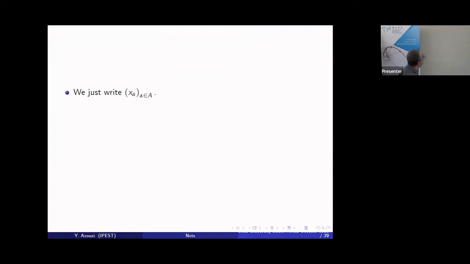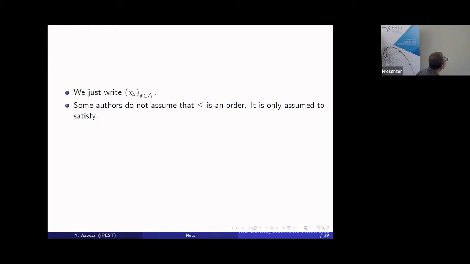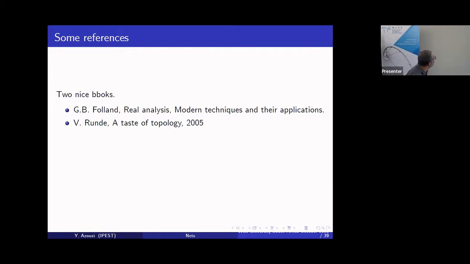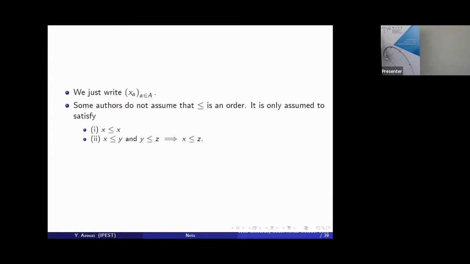Now we want to work with nets. Sometimes we don't need this symbol to be an order, because for an order we need three axioms: reflexive, antisymmetric, and transitive. So just two conditions are sufficient. We don't need an order; it's called a preorder. So we can drop the second condition of the definition of order, but we keep the condition that for every two ranks, we can find another.